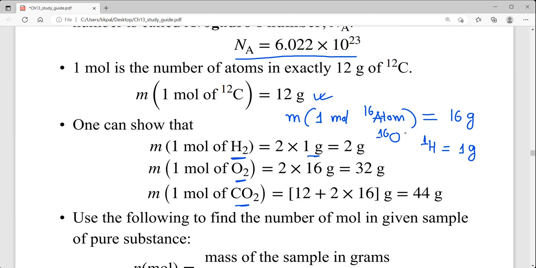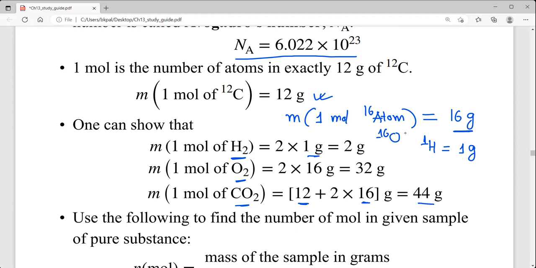Similarly for oxygen, the mass of 1 mole of oxygen atom is 16 gram. Now for the oxygen molecule, because it has two atoms, it will be 2 times 16, which is equal to 32 gram. Similarly, for 1 mole of carbon dioxide, the atomic number of carbon is 12, and for 1 oxygen it is 16. We have 2 oxygen, so 2 times 16 is 32, and 32 plus 12 is 44 gram.